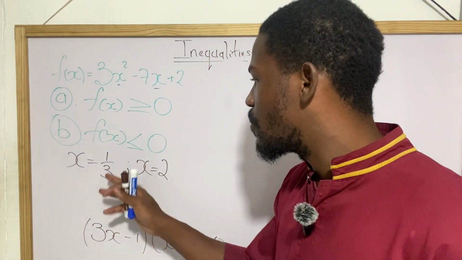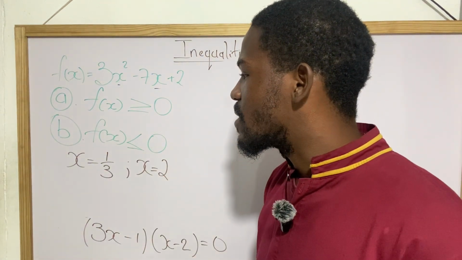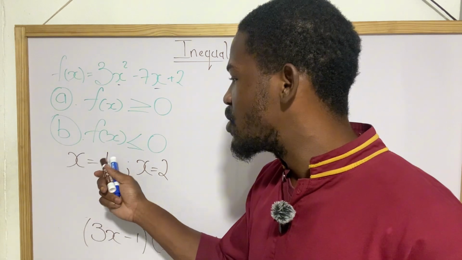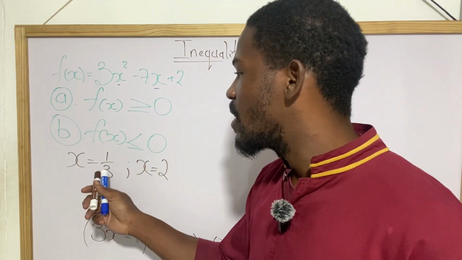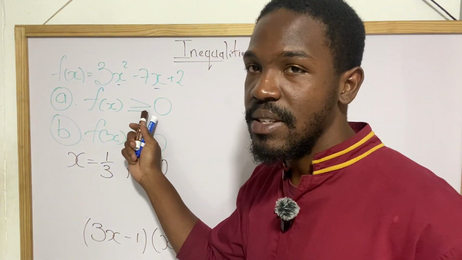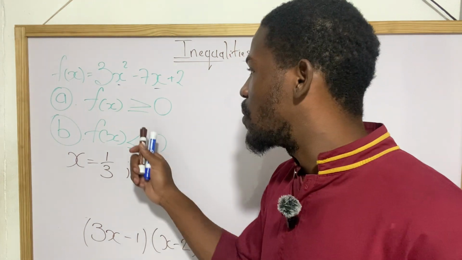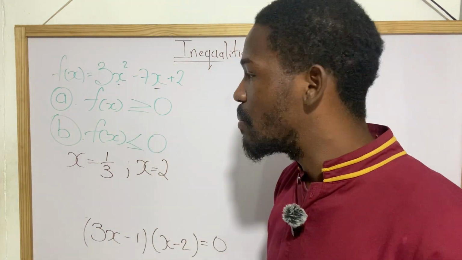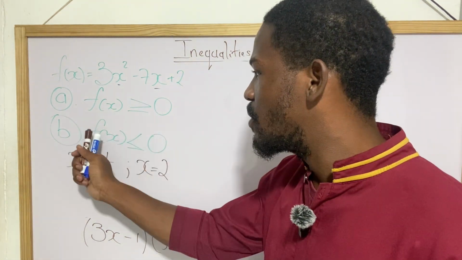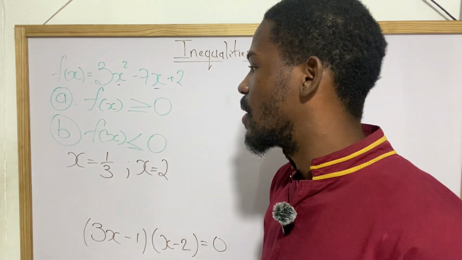So we don't have to worry about these numbers. What we need to find out is if I choose a number that is greater than a third, will it be greater than 0? Or if I choose a number that is less than 2, will it be greater than 0? So we're doing part A. We haven't reached part B. Don't focus on part B. We're just focusing on part A.